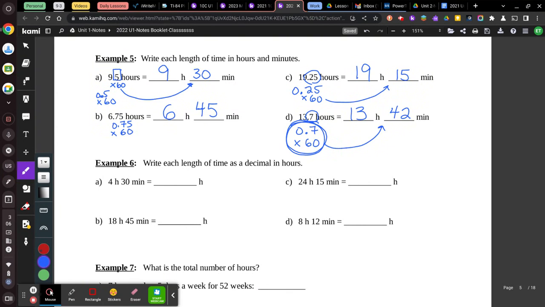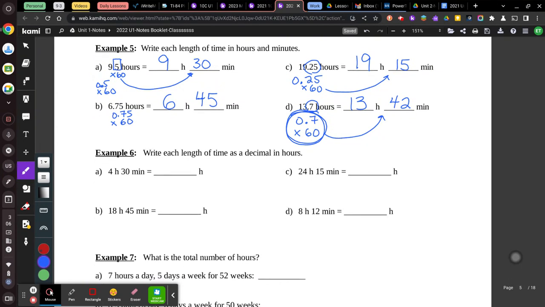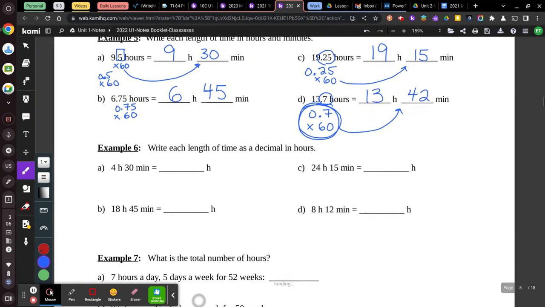All right, now we're going to go backwards on number 6. We're going to go the opposite way. So now we look at our clock, and now instead of timesing the number by 60, we're going to divide the minutes by 60, and that equals our decimal. So 4 is our first number, then I put my decimal, and now I take 30 divided by 60, and that'll give me 0.5. Over here, same idea. I use my 18, I put a decimal, and now I divide 45 by 60, and I get 0.75.